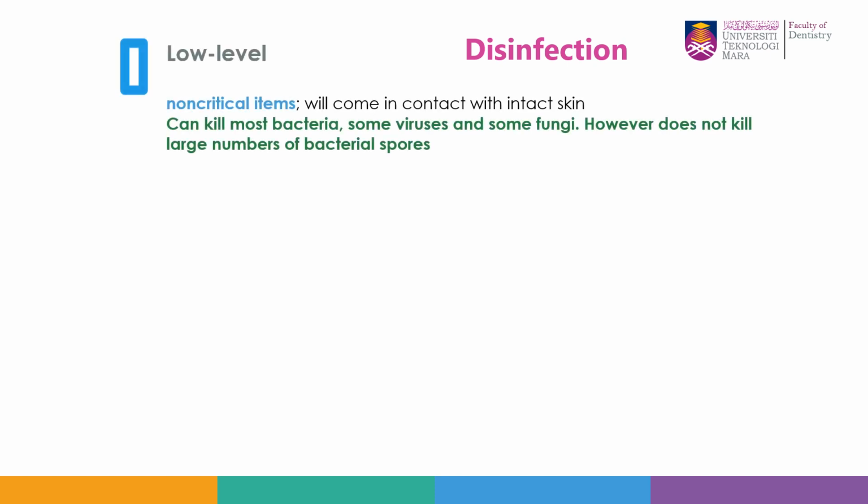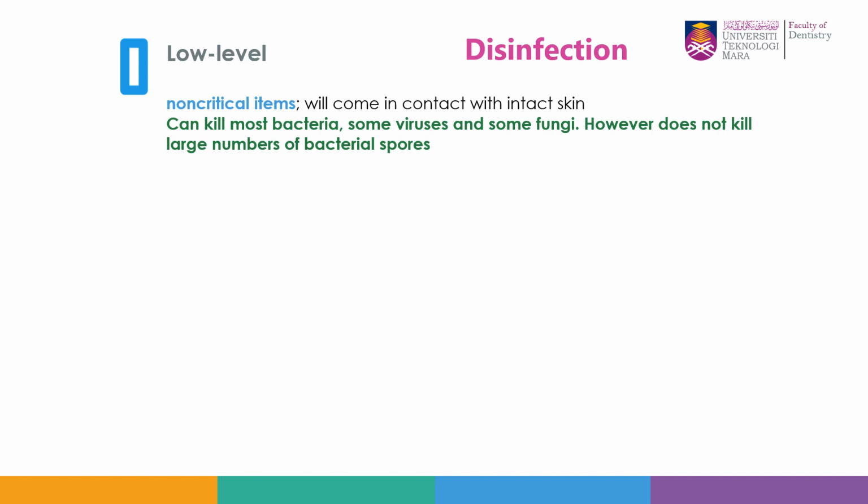So for disinfection, there are 3 levels. Okay, so these levels coincide with the classifications of the items or instruments. So let's look at the first one, low level. So low level disinfection is actually meant for non-critical items.